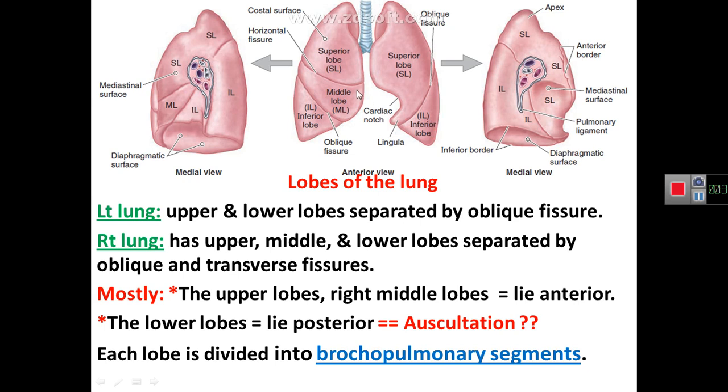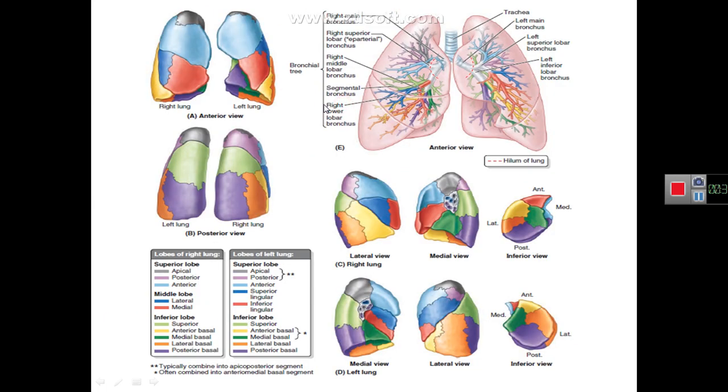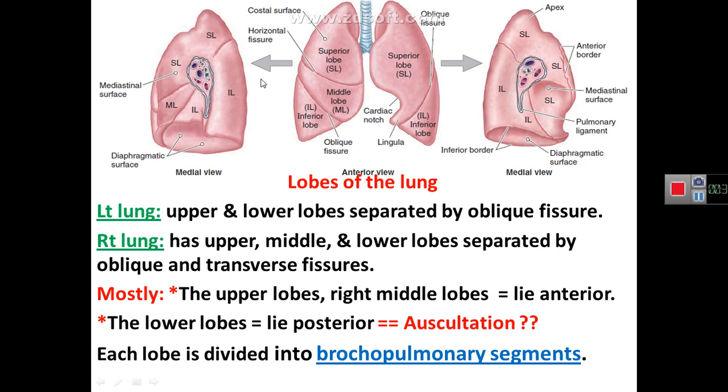And again, you can see that the superior lobe of the left and right lung and the middle lobe of the right lung are lying mostly anterior, while the inferior lobe on both sides, the right and left, lies mostly posterior.